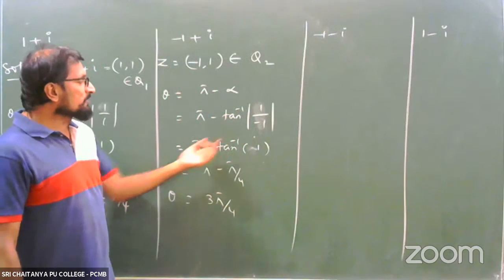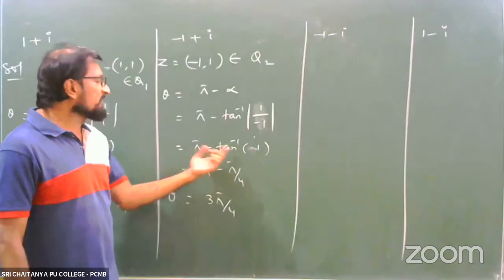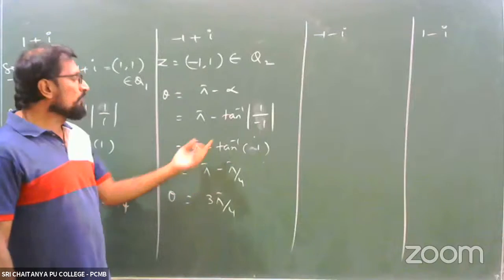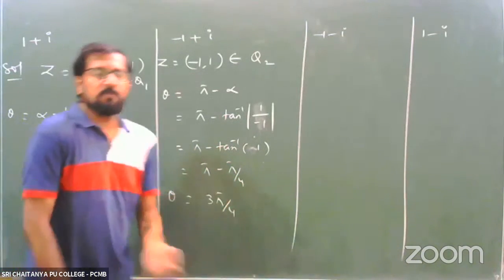Okay, so it becomes, in the modulus, minus is negligible. So pi minus tan inverse of 1. So tan inverse of 1 value is equal to pi by 4. You are going to get 3 pi by 4, right?